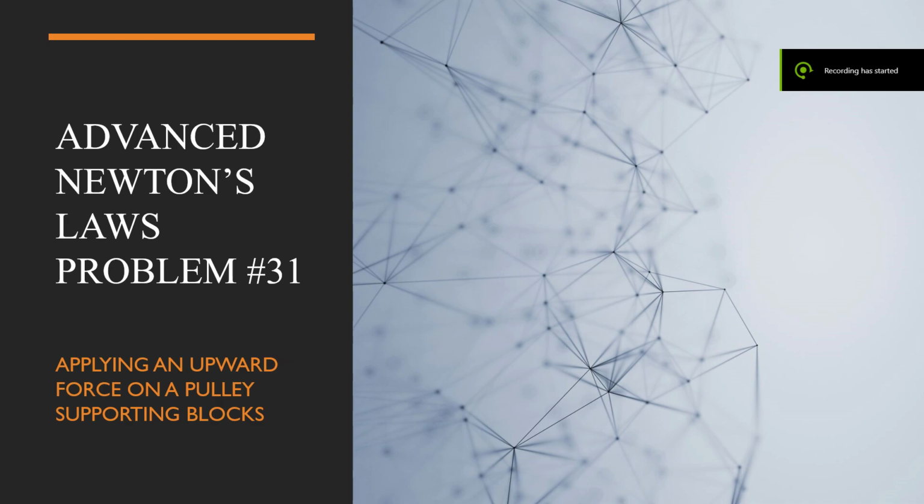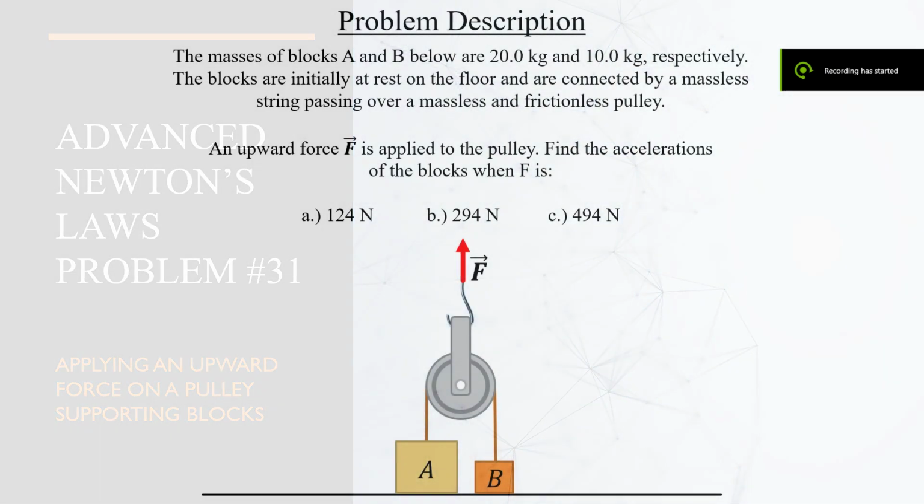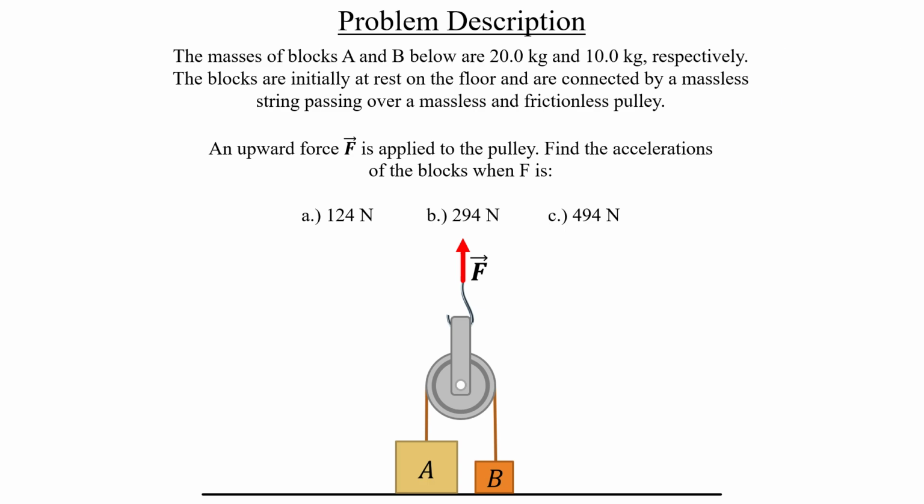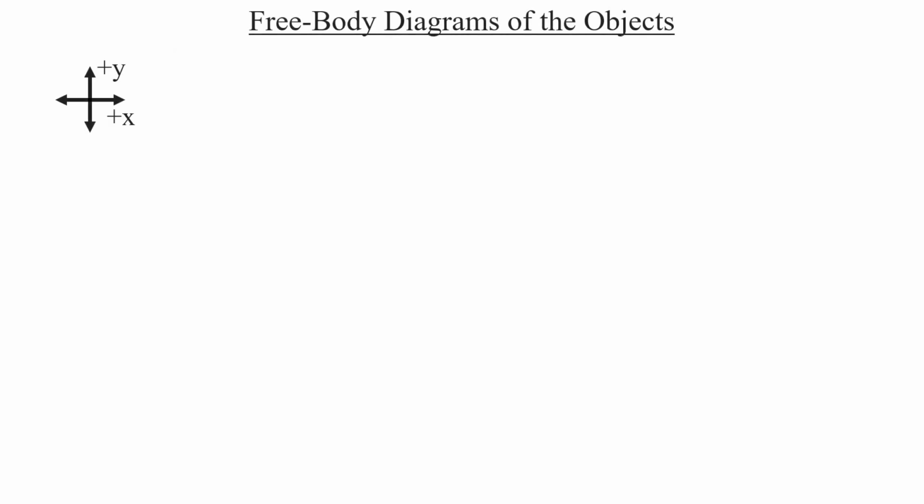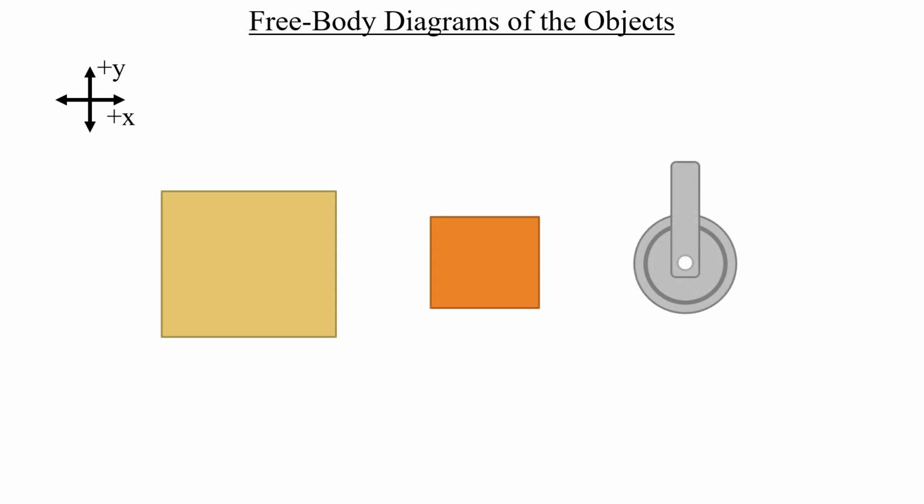Good afternoon, everybody. Today's problem involves a pulley supporting some blocks that are initially resting on the floor. And we are going to pull upwards on that pulley with different values of force in parts A through C here. It's a really short and straightforward exercise, but it's designed to trick us if we just mindlessly plug and chug values. So let's tread carefully and get started by drawing some free body diagrams.